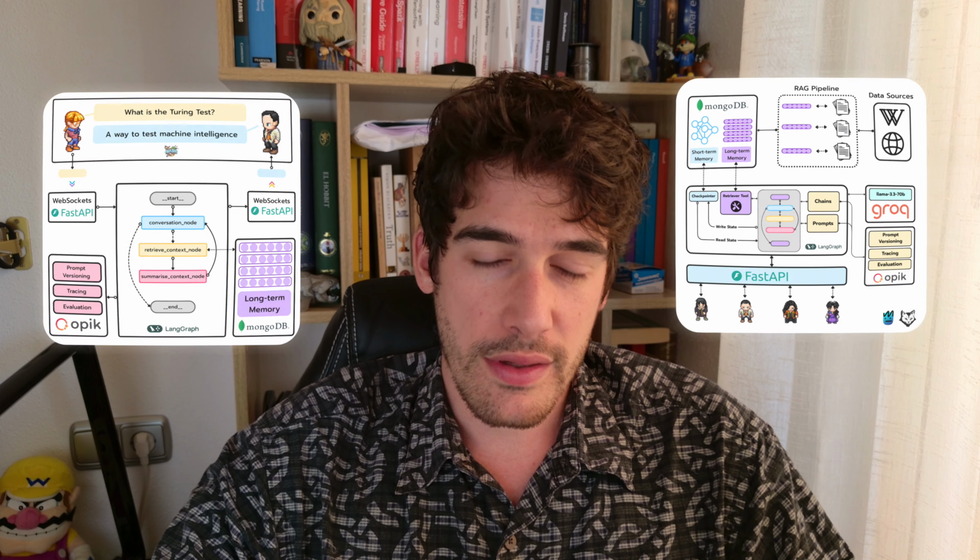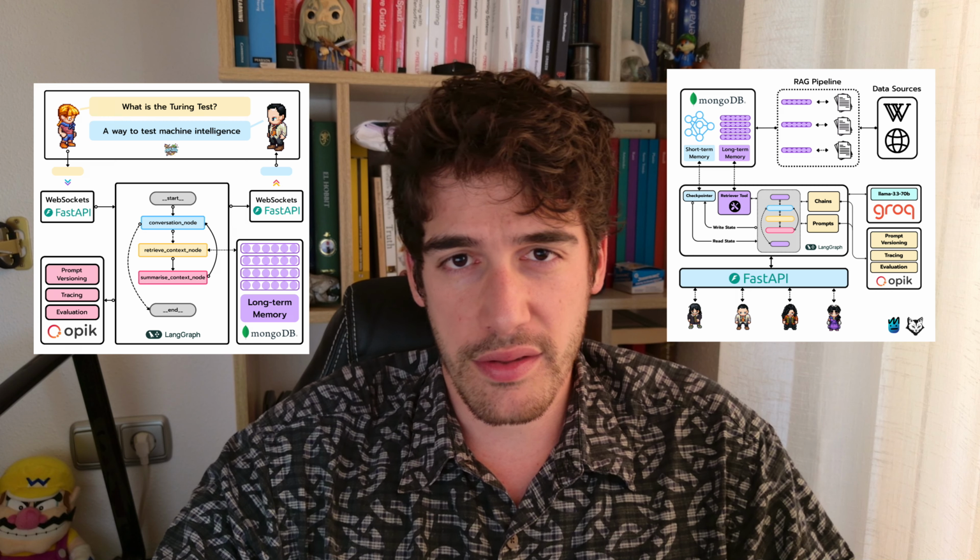Hey friends, welcome back. In today's episode, we are diving into something that's becoming increasingly important in modern backend development: how to create agentic systems that operate in real time.